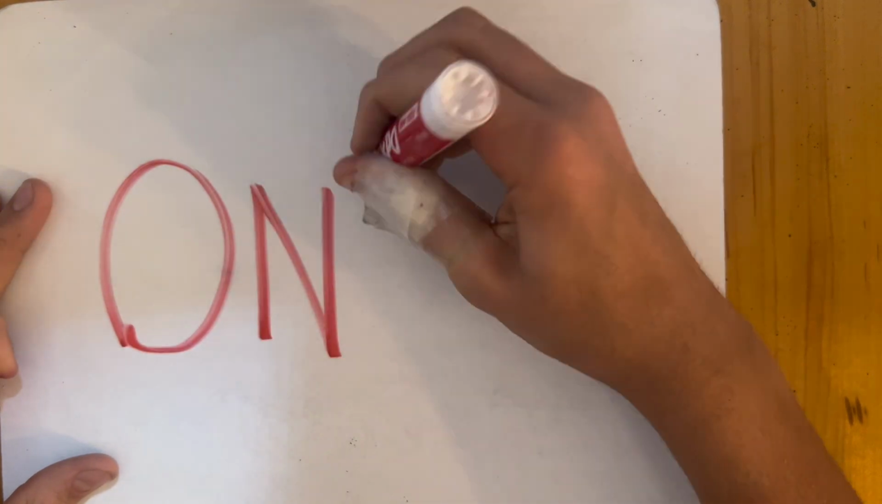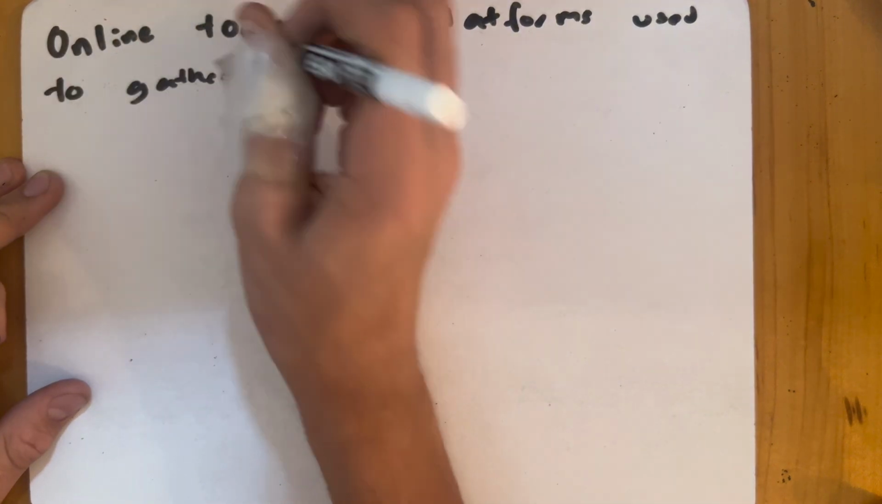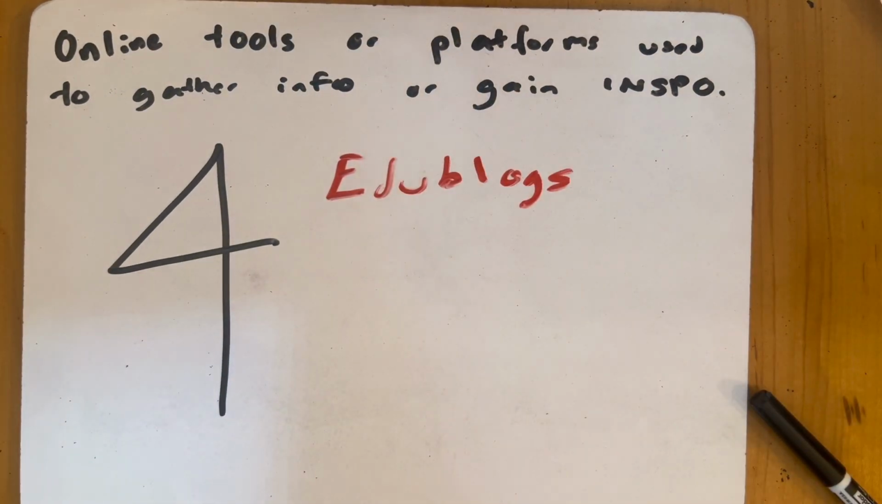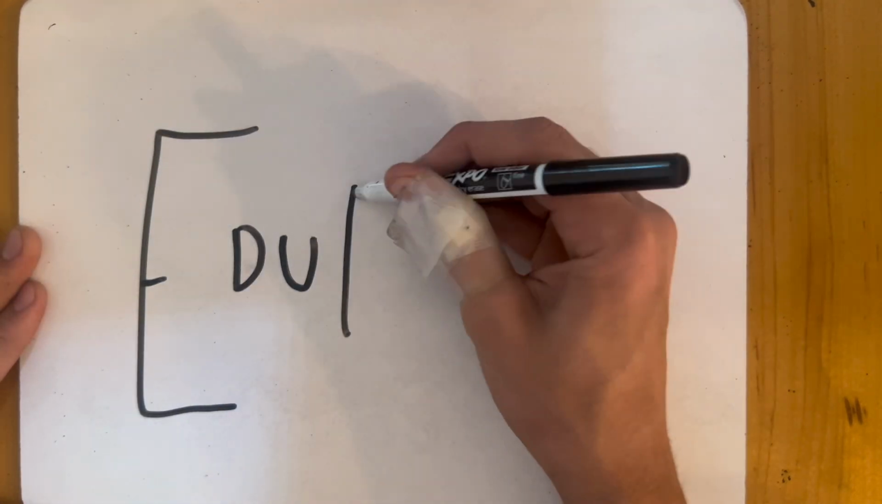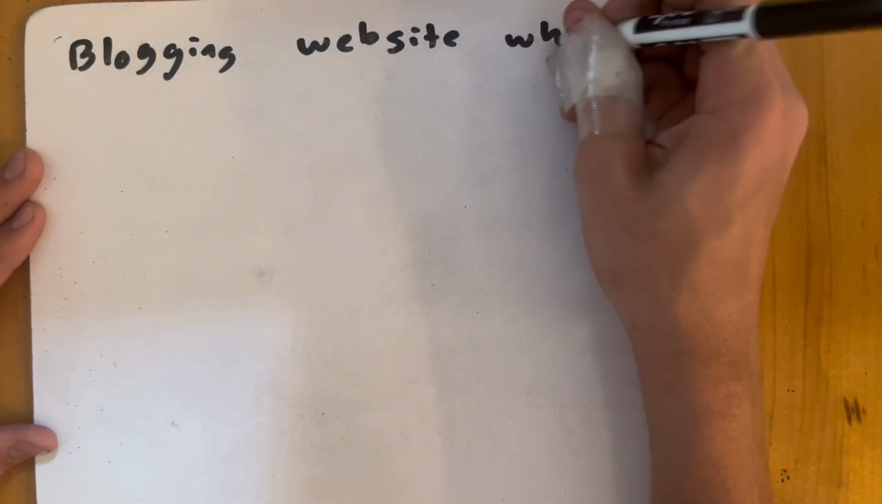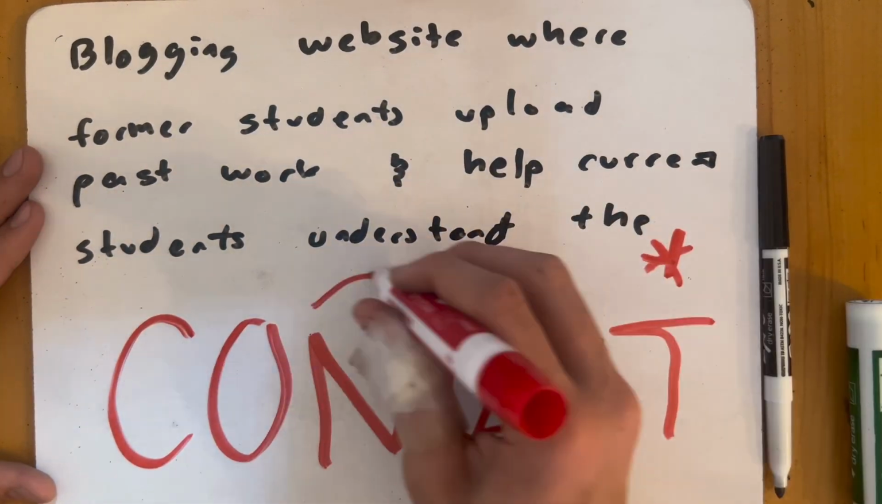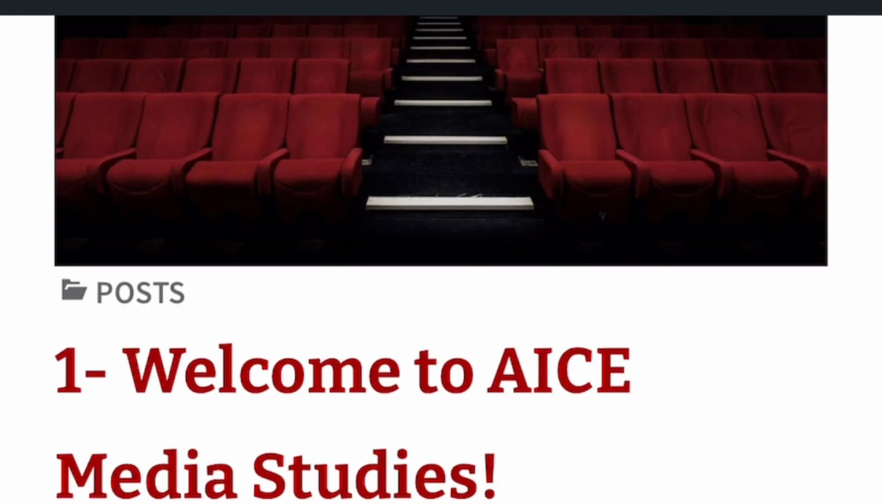We finally reached online technologies. These technologies refer to digital tools and platforms used to reach content and gather information or inspiration for your film. 4 major online platforms that I personally used for my film included EduBlogs, YouTube/TikTok, and Studio Binder. First, EduBlogs. This is a website in which former students upload their old films where I can view them and understand how they went through their own process. This was key to understanding how to organize and perfect my own film.